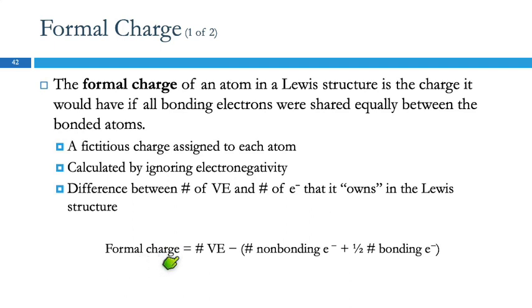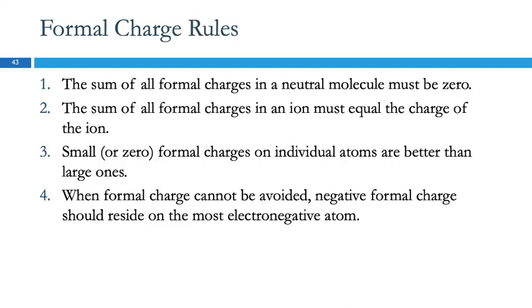So if you like this, you can go ahead and do this. The formal charge for a given atom is the number of valence electrons that it has minus the number of non-bonding electrons and half the bonding electrons. If you like that, awesome. I don't like that. I'll show you a different way in a minute.